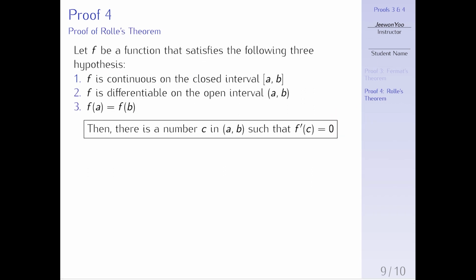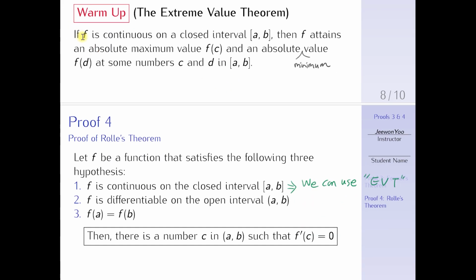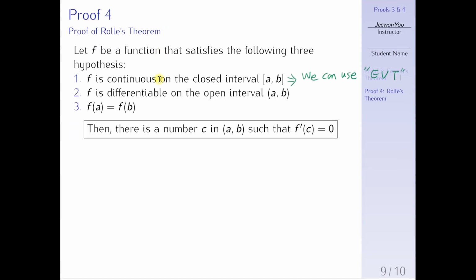This is the statement of the actual theorem. We have to assume f is continuous on the closed interval a to b. You know what this means? It means we can use the extreme value theorem. So let's go back to our extreme value theorem. As long as f is continuous on this closed interval a to b, then f has a maximum, then f has a minimum. So this is what the theorem says.